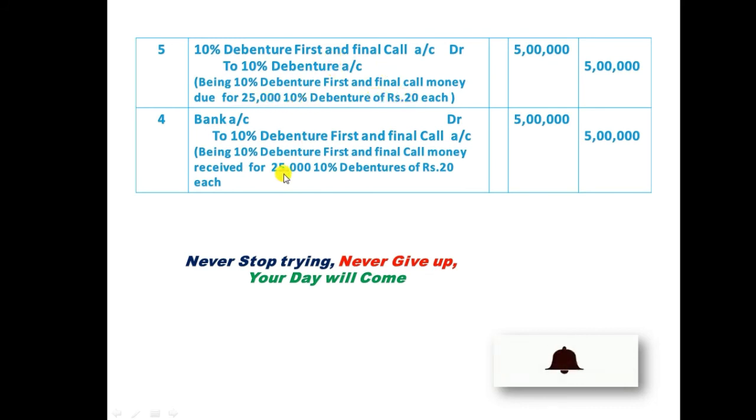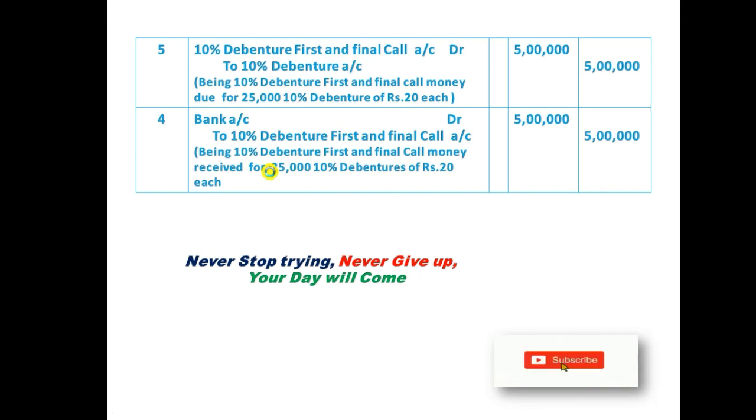Now this due the company is going to receive through the bank account. Bank account debit to 10% debenture first and final call account 5 lakhs, 5 lakhs. And here we debited the bank. When bank balance increases, we need to debit it. Bank comes under asset category as we know, so we need to debit the bank, and we should write the narration being 10% debenture first and final call money received for 25,000, 10% debentures of rupees 20 each.